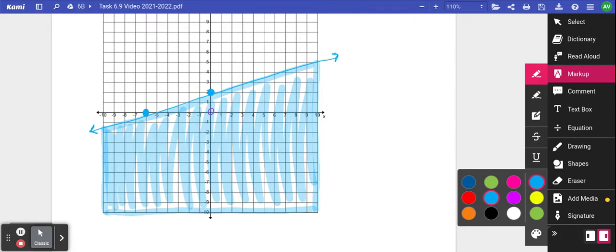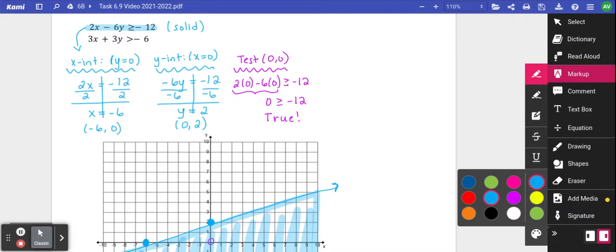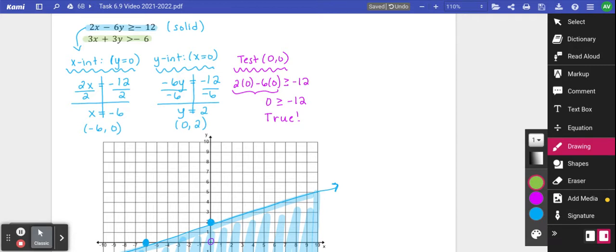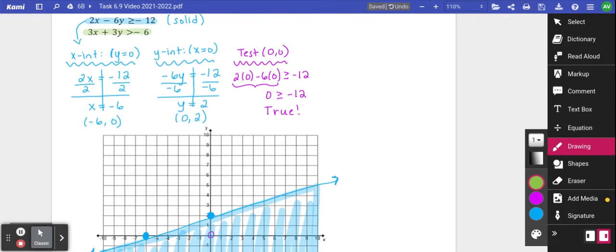because the next thing that we're going to do is graph another line. So let's go ahead and look at the second equation that we were given here. We were given the equation 3x plus 3y is greater than negative 6. Now, for that equation, we're going to follow the same process. So we're going to find the X-intercept, which is the place where y is 0. We're going to find the Y-intercept, which is the place where x is 0. And then we're going to test 0, 0 to see if that point is a solution or not.